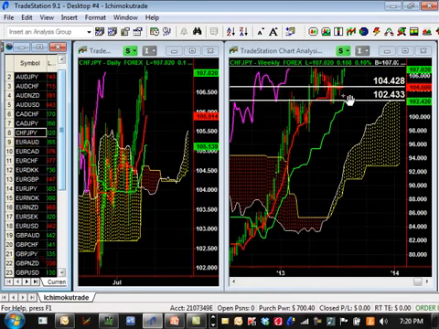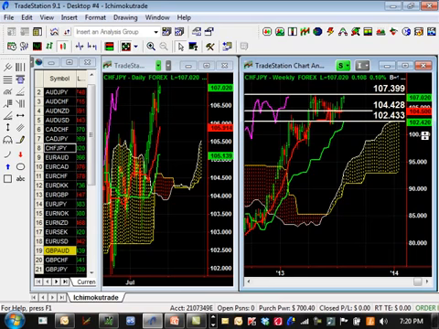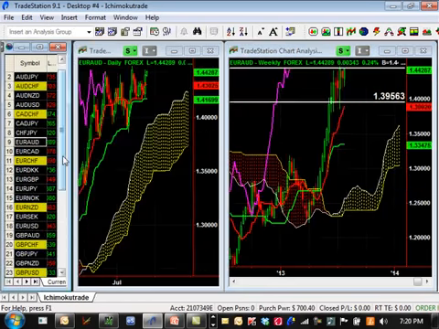Swissie Yen. Really it's still trending here, very strong, just like the CAD yen, but this seems to be stronger. It's butting against its resistance right now, which is 107.39. Support on this one's going to be 104.42. Let's go look at the Euro pairs now.